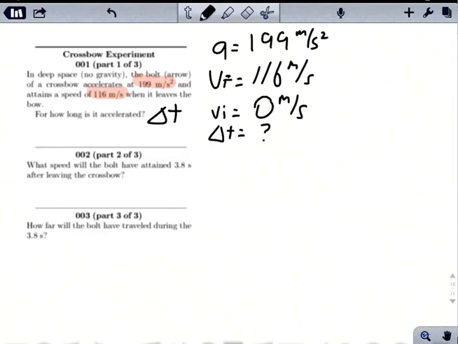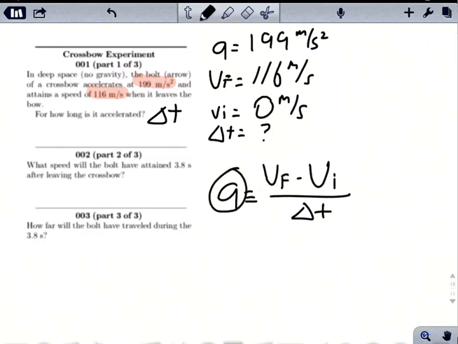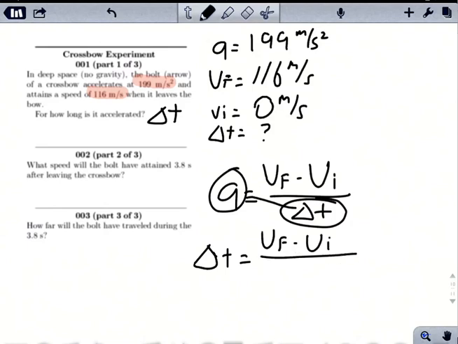If we look at our equations, this is just going to be the regular old acceleration equation, where acceleration equals our final velocity minus our initial velocity all over change in time. It's the first acceleration equation that we really look at. So to solve this equation for change in time, all we have to do is switch acceleration and switch delta t. So we'll get the equation delta t equals our final velocity minus our initial velocity all over our acceleration.